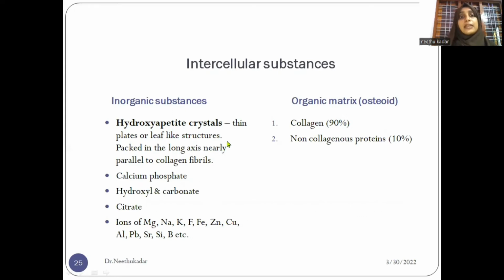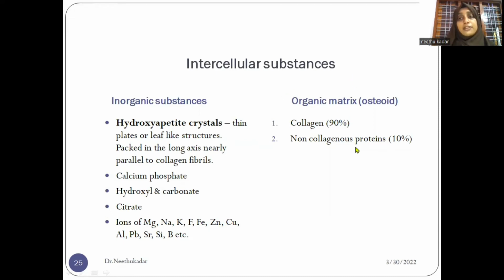Intercellular substances comprise inorganic substances and organic matrix. Inorganic substances comprise hydroxyapatite crystals. They are in the form of thin plates or leaf-like structures which are packed in the long axis nearly parallel to collagen fibrils. This is the mineral component of the bone which provides strength to the bone. It comprises calcium phosphate, hydroxyl and carbonate, citrates and ions of various elements.